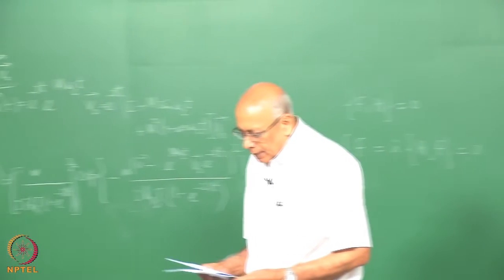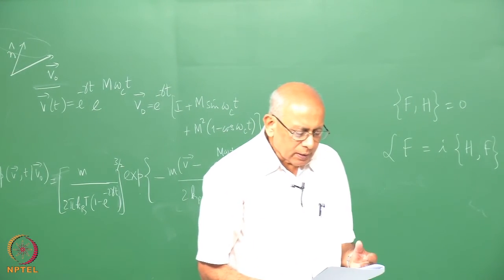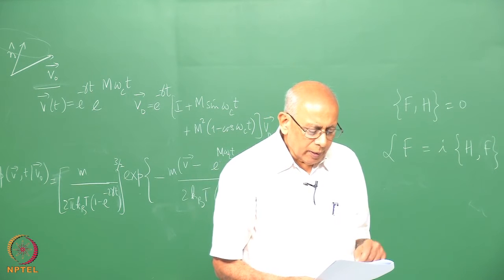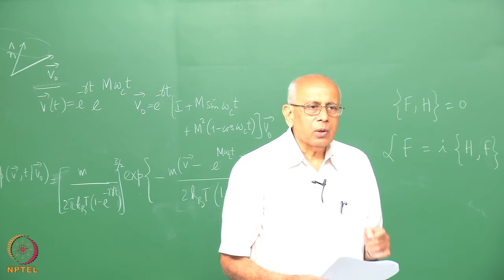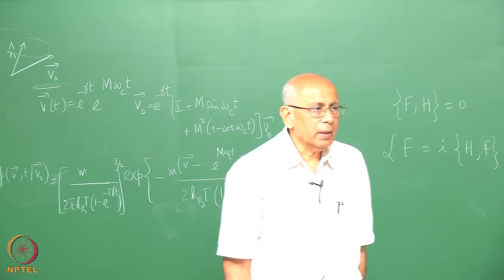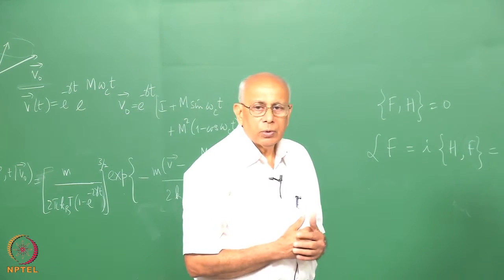Oh yes, it says here the next proposition. For a dynamical system with Hamiltonian H of q, p, the time development operator e to the iLt is unitary, whether the system is classical or quantum mechanical, right? It is true, this is a unitary evolution.